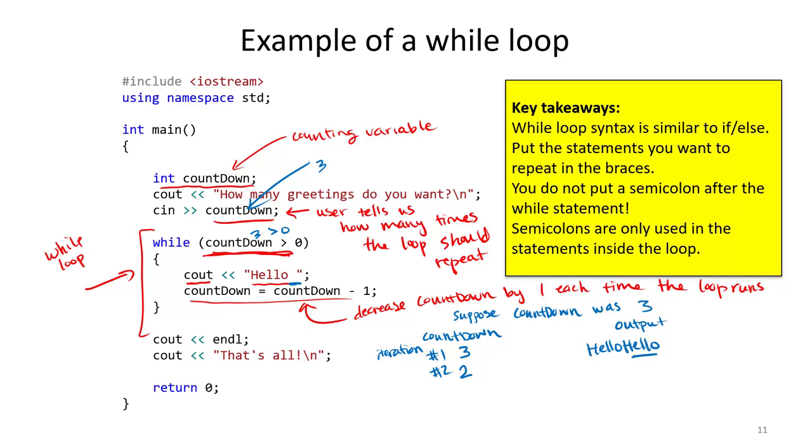Iteration number 2, we get our second hello. And then countdown is decreased to 1. 1 is still greater than 0, so our third iteration triggers. We get a third hello.